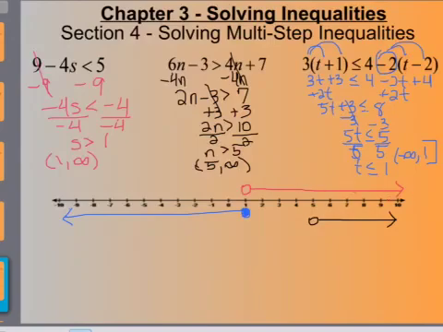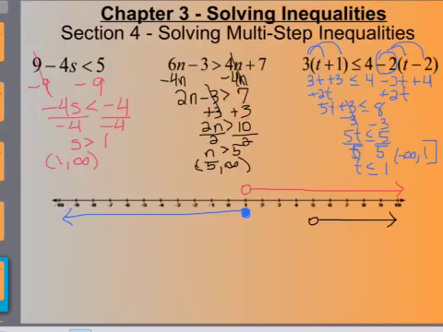Interval notation, if you read it from left to right, it starts at 1, not including 1, so it's a curved bracket, and it goes up to positive infinity, which gets a curved bracket. The next one, we want to isolate the variable. We want to only be working with one variable, so get it to one side of the inequality by subtracting 4n from both sides. Then add the 3 to the other side.